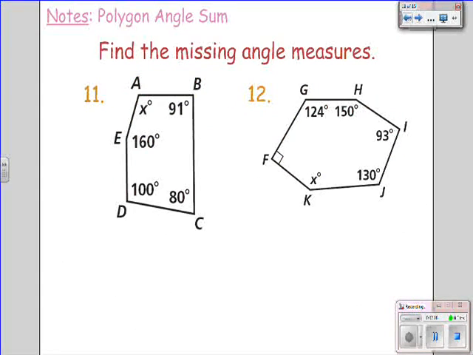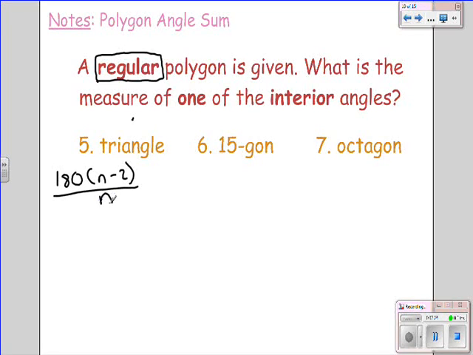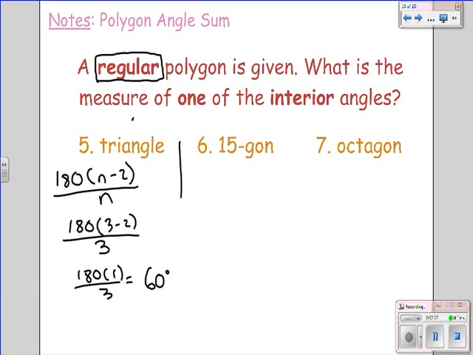All right, let's look at a couple more, and then we'll finish this video up. A regular polygon is given. What is the measure of one of the interior angles? So the key word here is regular, which means all the angles are the same. Whenever it's a regular polygon, you're going to use the formula 180 times n minus 2 divided by n, the number of sides. So 180 times 3 minus 2 divided by 3. 180 times 1 divided by 3 is 180 divided by 3, which is 60. So each interior angle of that regular triangle will be 60 degrees. Pause the video and try the next two out.